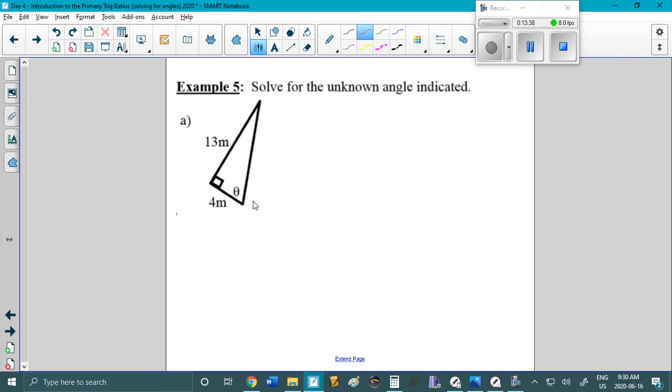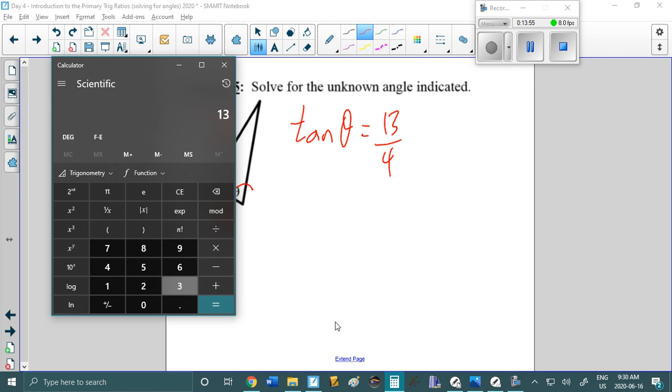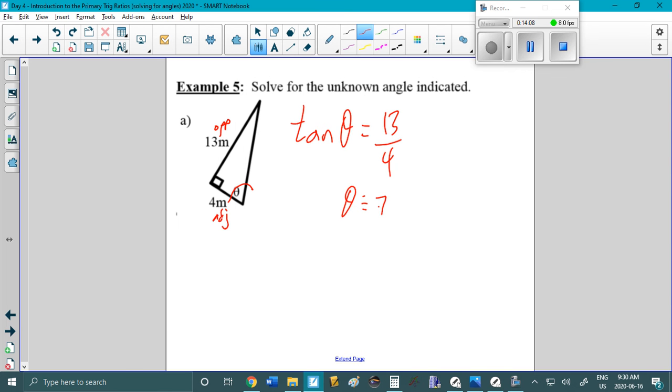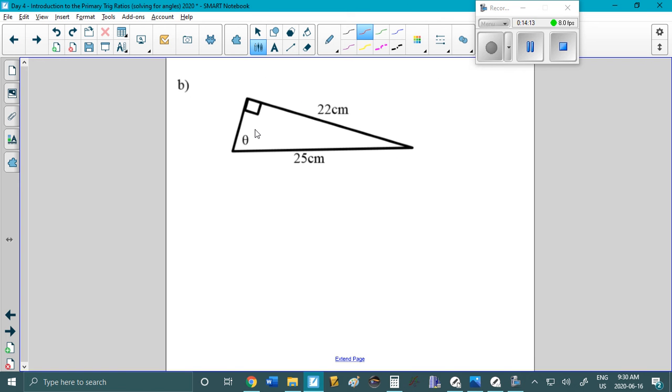All right, here we go. Pause it and try it. This is my reference angle. This is my opposite. This is my adjacent. This is the hypotenuse. We don't care about it. So OA is tan, or TOA. So tan theta is 13 over 4. So 13 divided by 4 equals. And then I do shift tan, because I'm looking for an angle, and I get 72.9. Just like that. No more protractors.